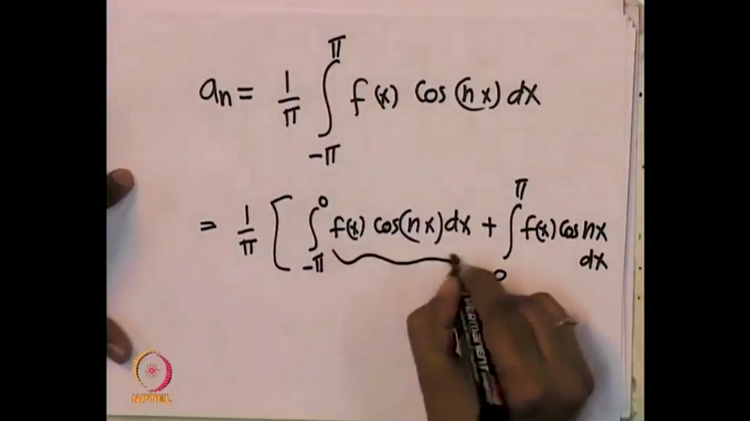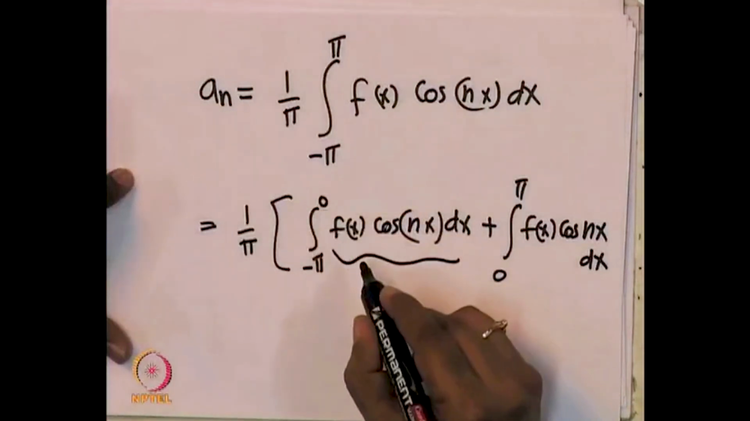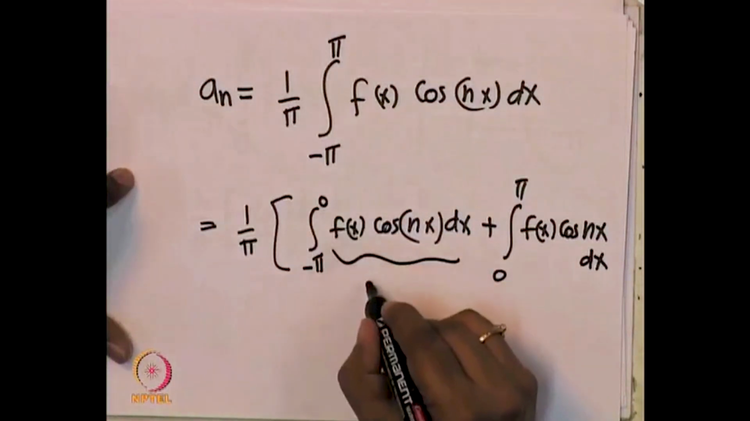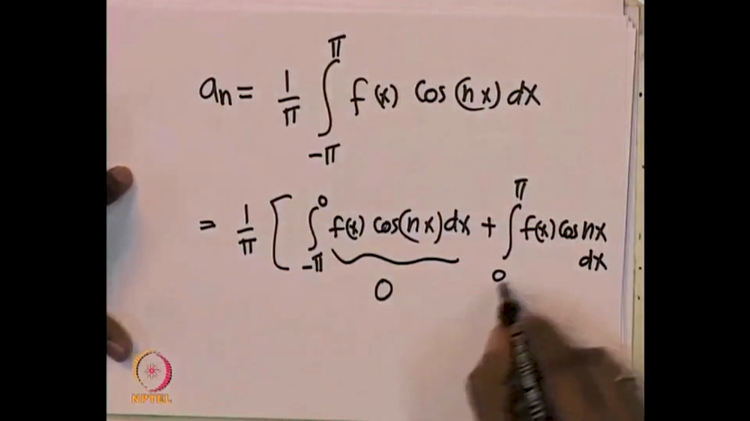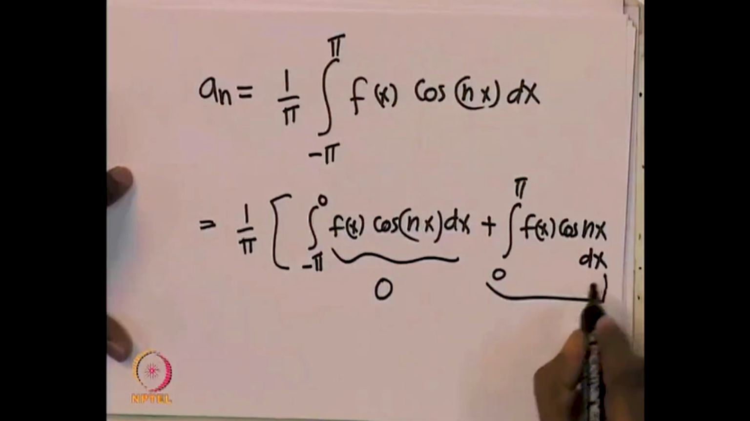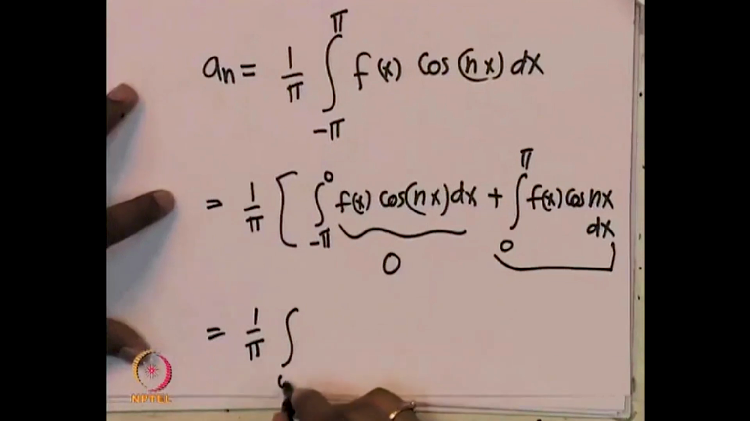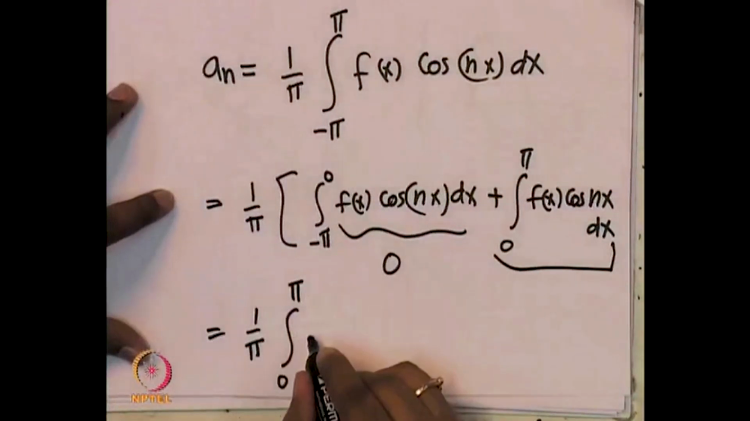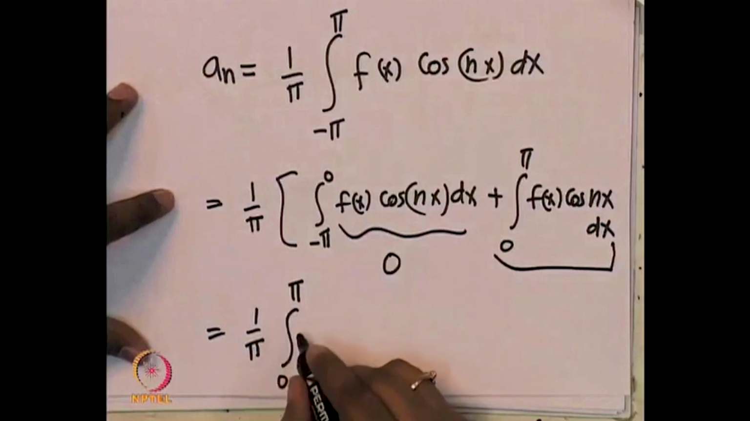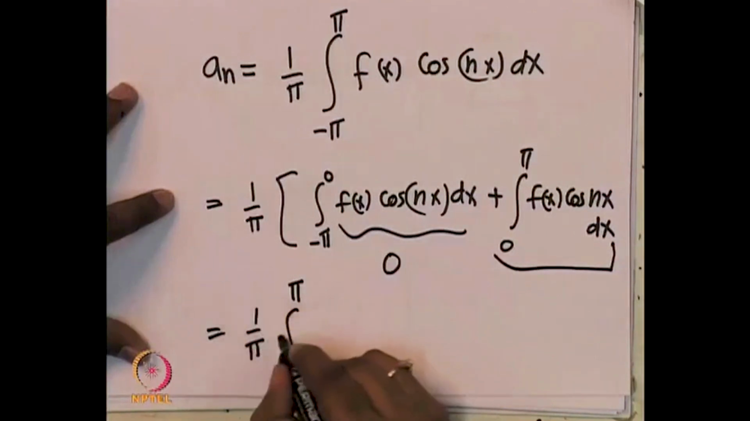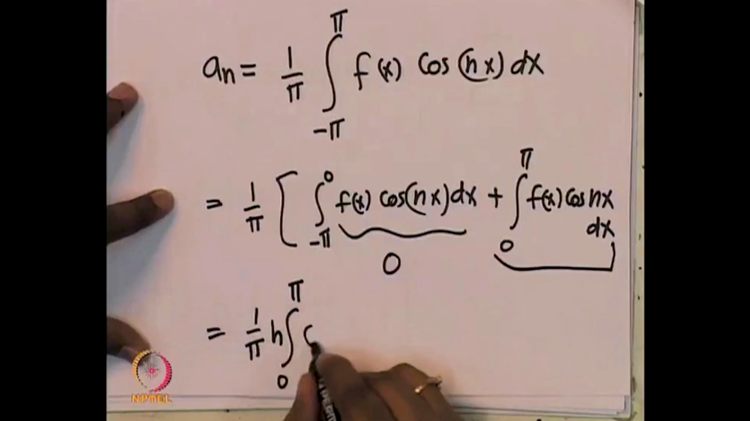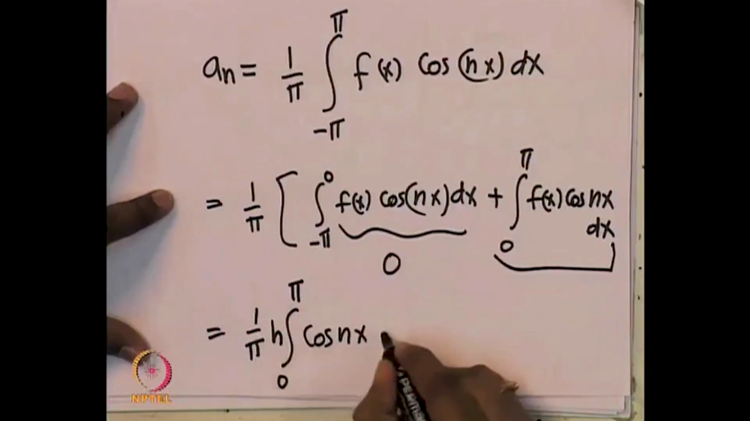So, this part, f of x between minus pi and 0, this f of x is 0. So, the whole term is 0, and the only term which remains is 1 over pi into integral 0 to pi f of x. f of x in the 0 to pi is a constant. So, let me call that h. So, that h can be taken out. So, this is h into cos n x dx.